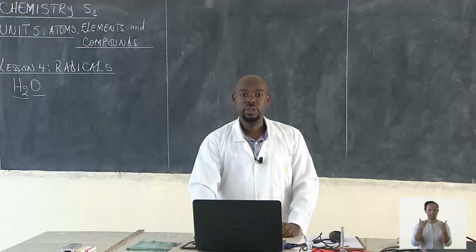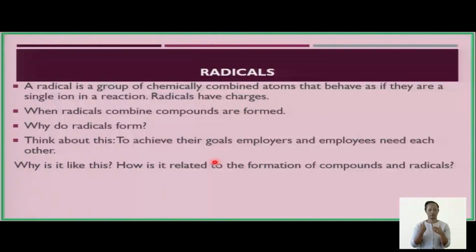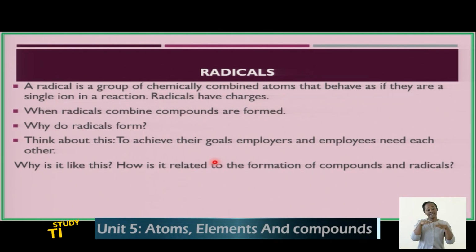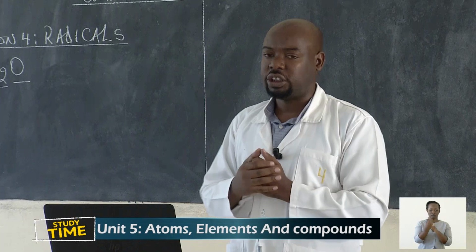Okay, let's go on. So before we explain why atoms combine, let us define what a radical is, because today's lesson is the radicals. So what is a radical? A radical is a group of chemically combined atoms that behave as if they are a single ion in a reaction, or as if they form a single particle in a reaction.